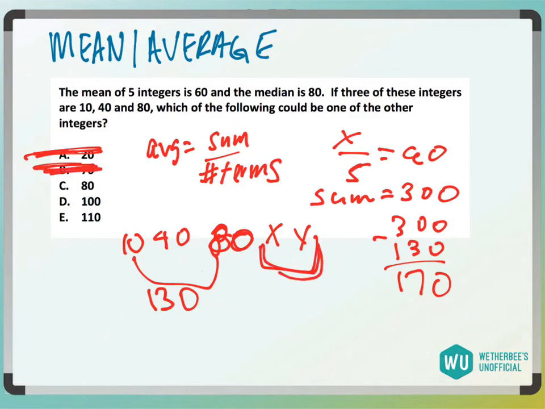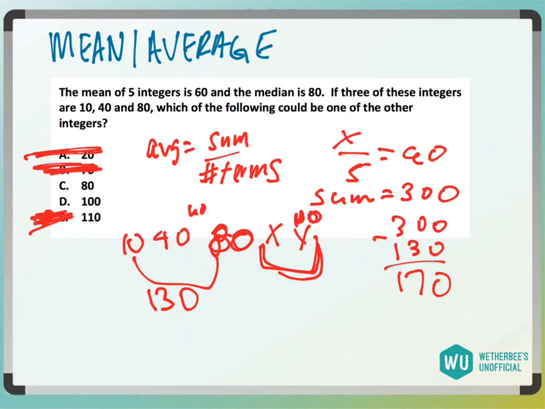Now, let's try out something like E, our really high one. So if this is 110, it would mean that the other number would have to be 170 minus 110. The other number would have to be 60, putting the 60 here, and that would change your median, so it can't be E. And kind of the same thing with 100.